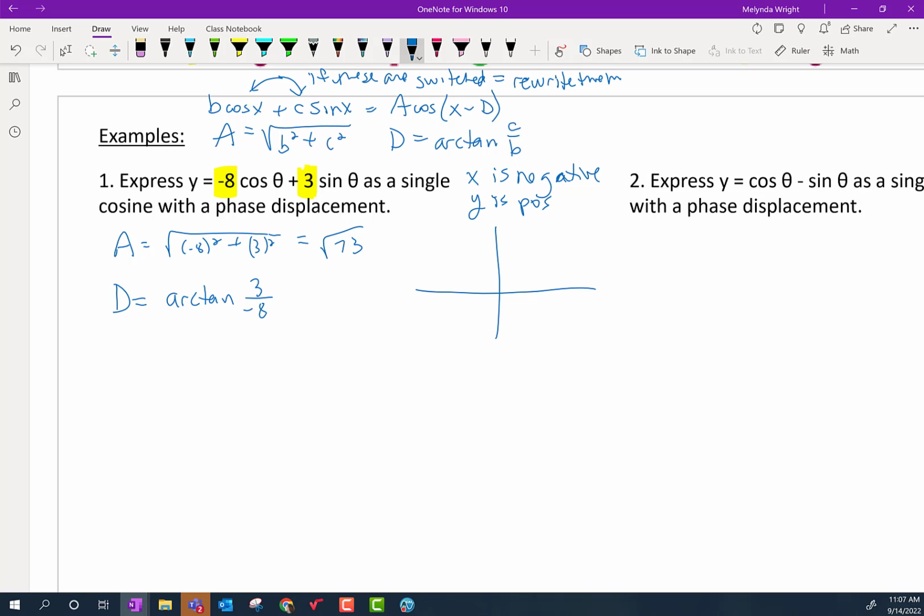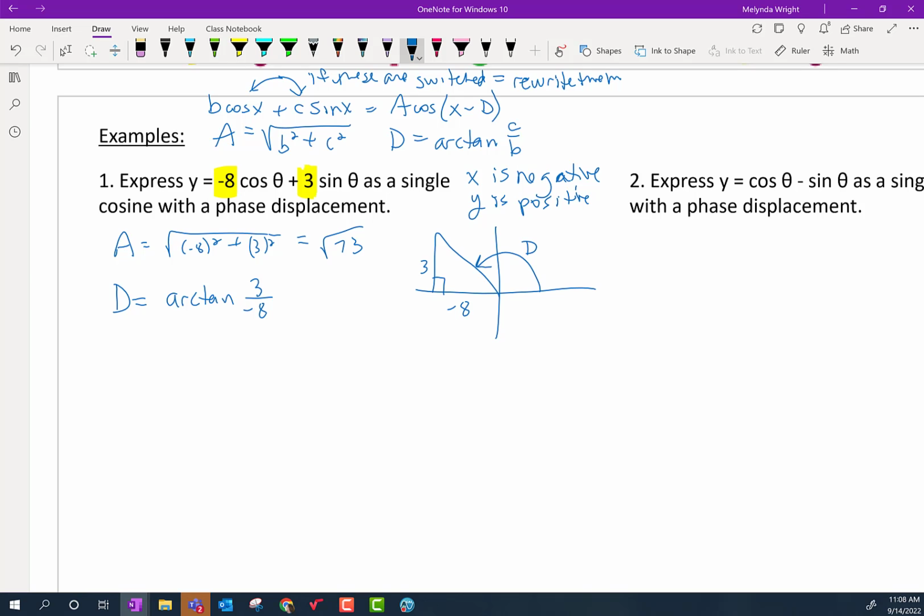Positive. I want y to be positive. So now we need to think to ourselves, or together, which quadrant would x be negative and y be positive in? Quadrant 2. So I'm going to put my triangle over here just to remind me that's where it goes. Tangent is opposite over adjacent. So this angle measure right there is D. D needs to be in the second quadrant. It must be in the second quadrant, okay?